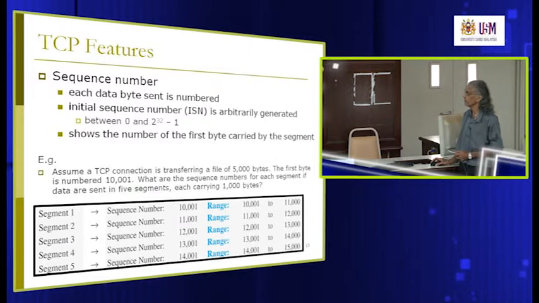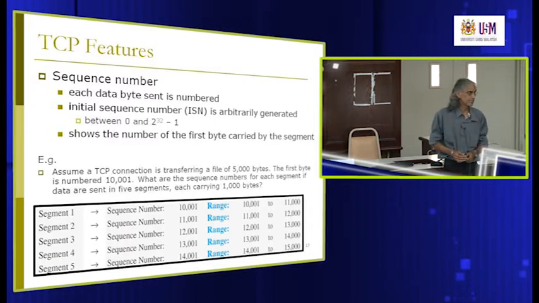So therefore, if we put all the bytes in, then our sequence number for the next segment will be the next byte number, which will be 11,001. Again, 1,000. So the last one will be like this. So we don't number the sequence 1, 2, 3, 4. We don't put that. The sequence number is basically the byte position of the data itself. So the initial sequence number can start from 0 or it can be any starting number, it doesn't matter. In this example, the starting number is 10,001. So it doesn't really matter.